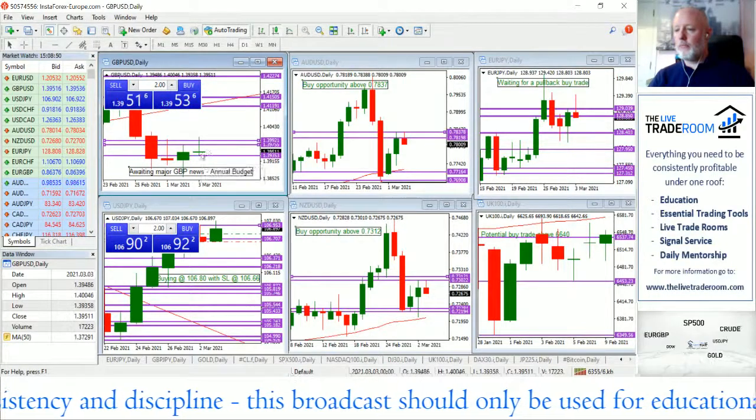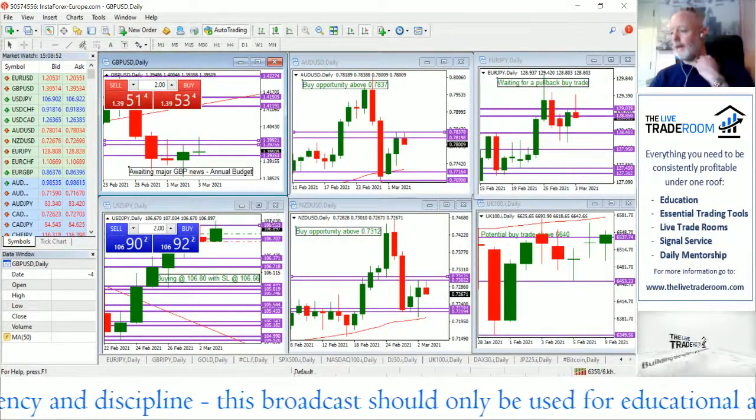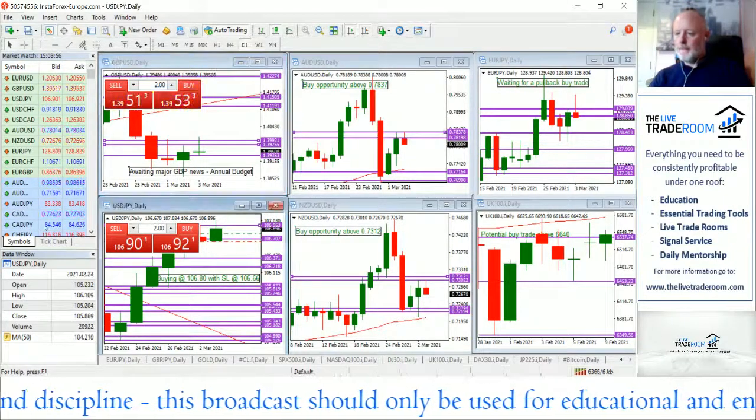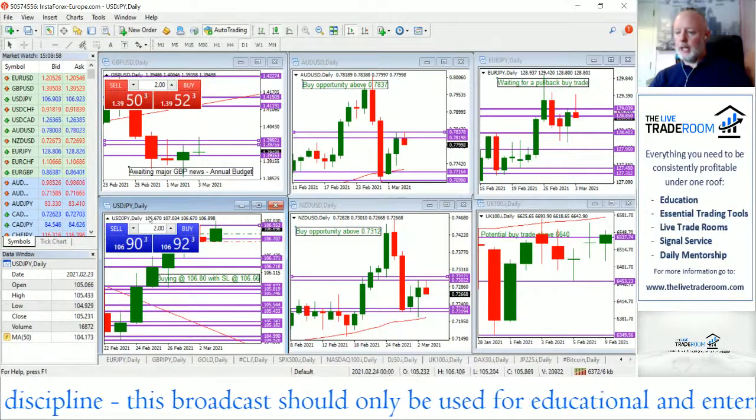So it looks like we might get that little rollover trade. We've got some strength against the yen.